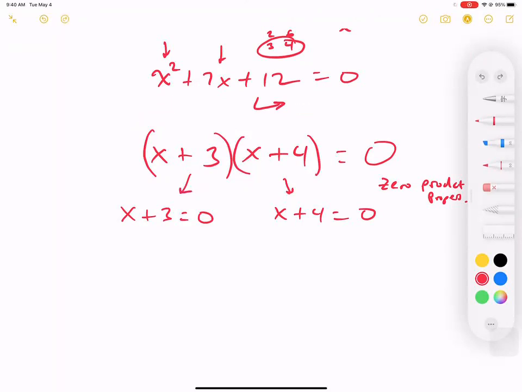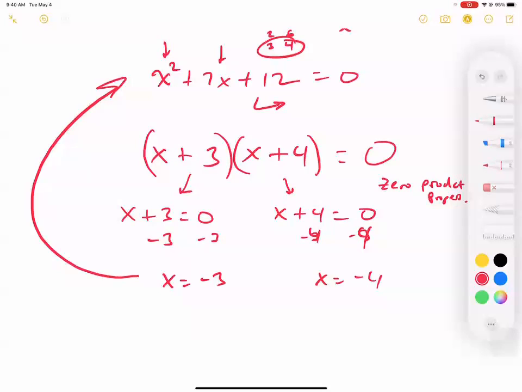We do the opposite operations, minus 3 to both sides. And then our next step is x is equal to negative 3. Oh, sorry, that was 4. This was 4, we're minus 4. So now we have two possibilities here. We have x is equal to negative 3 and x equals negative 4. And these are the solutions that would make the problem originally go to 0.